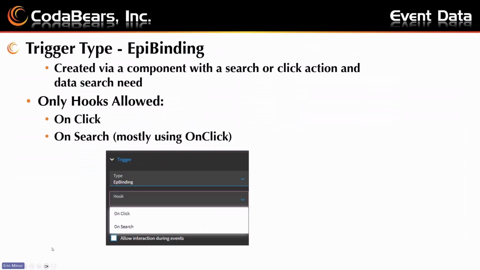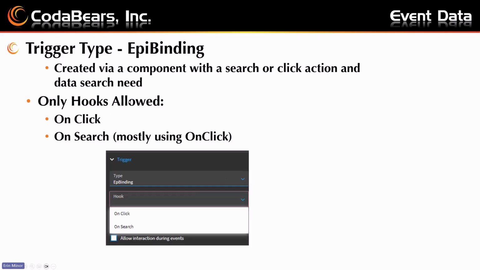Okay, EpiBinding. I will let you know what it is, how it works, and most likely what you'll do for an on-click on search. You'll typically be using a control type, not an EpiBinding type. So just know that, but we'll talk about EpiBinding. EpiBinding is specifically with a component that has a search or click action. So if you've ever seen customer entry where you have to look up the customer ID, there's a little search box. That would be an idea of a search or click action.